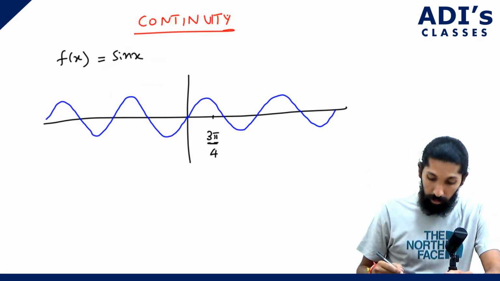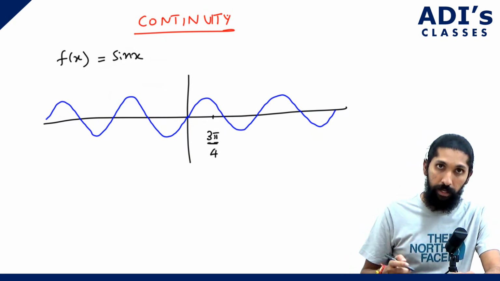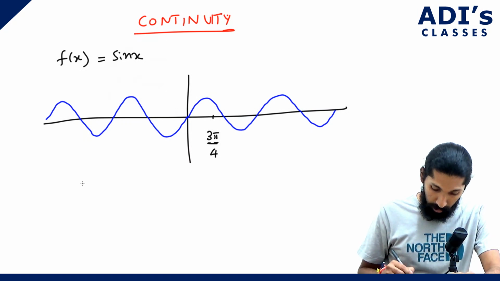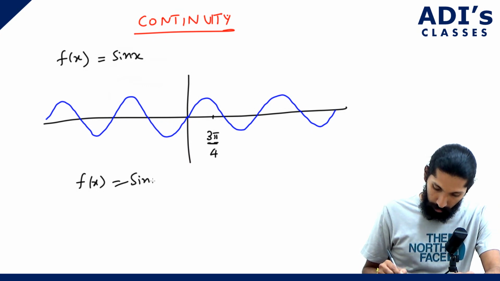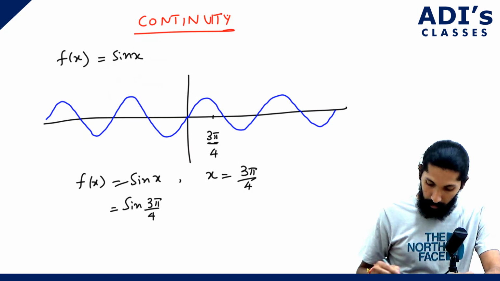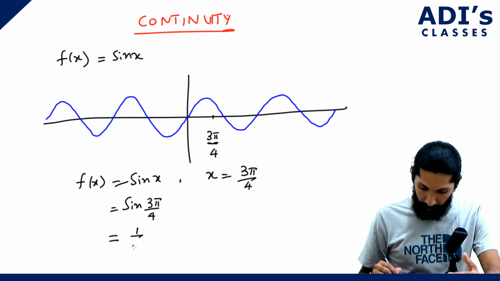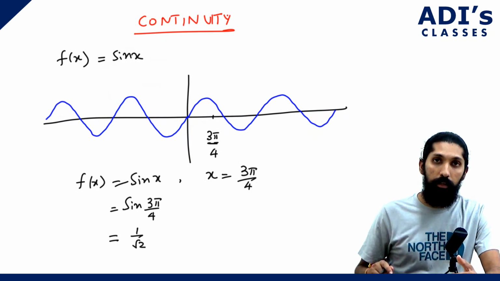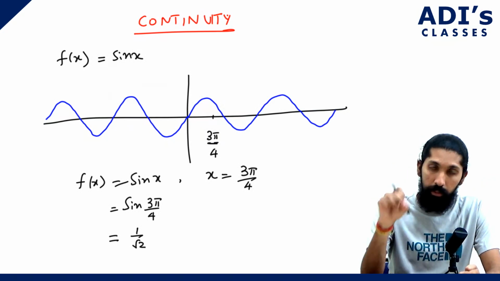So here, if you substitute this value 3 pi by 4 in the place of x, that means f of x is equal to sin x. Now take x is equal to 3 pi by 4. So you get sine of 3 pi by 4, which is going to give a value of 1 by root 2. So the function has a definite value at this particular point.